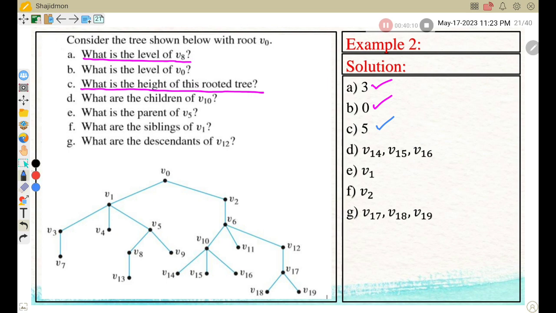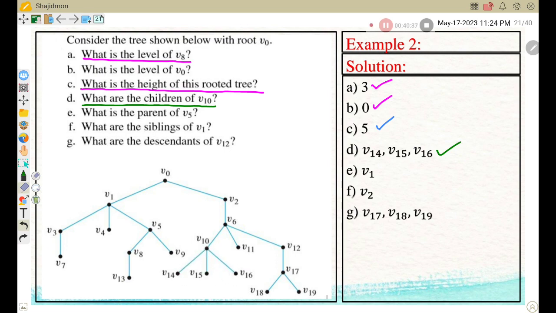Now we will go to the next question: what are the children of V10? V10, where can we see it? Here, this is V10. What are the children of that V10? V14 is a child, V15 and V16. So the children are V14, V15 and V16. Hope you understood that one. This is the idea.